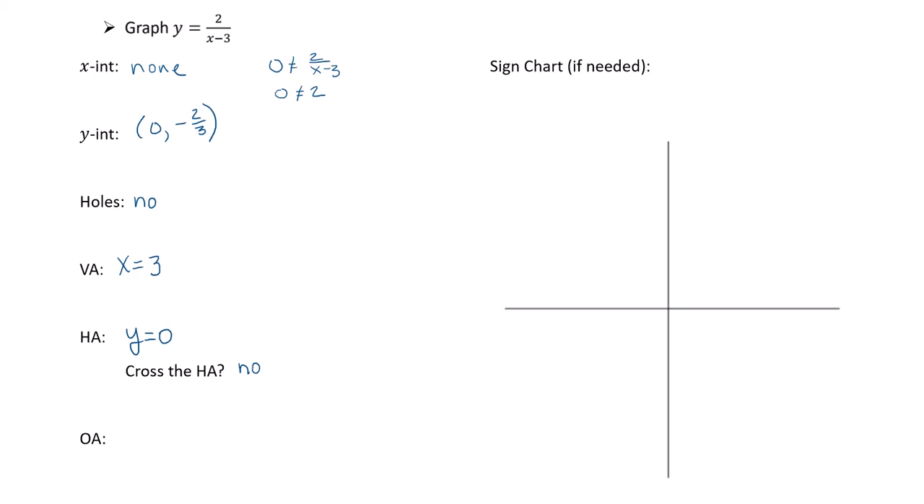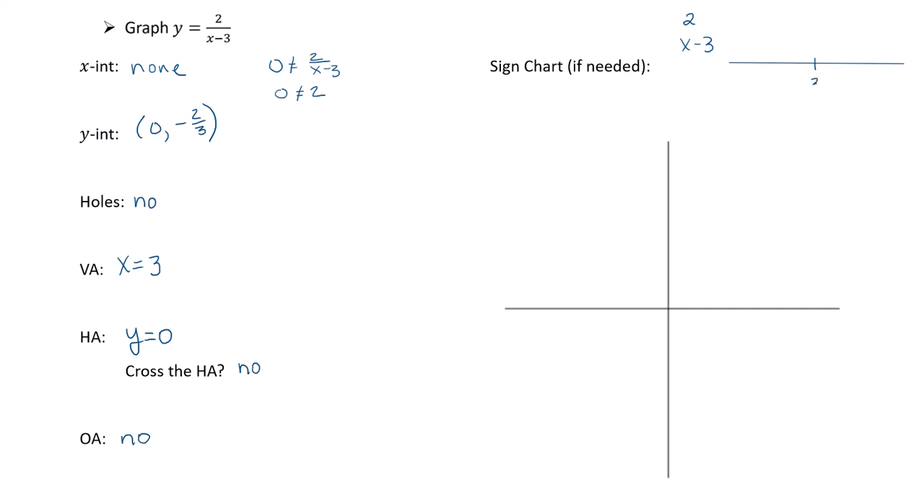There's no oblique asymptote because we have a horizontal asymptote. Now, you don't always need a sign chart to be able to graph these, but I think it's a good idea to stay in practice. So let's go ahead and make our sign chart and see how it corresponds with the graph.